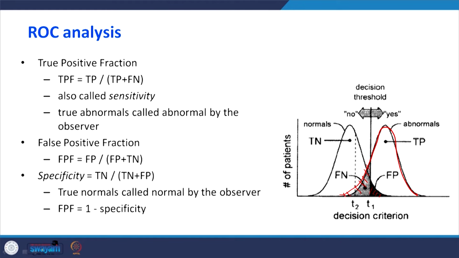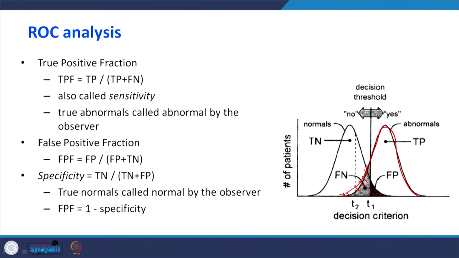So what is the true positive fraction? The true positive fraction is true positive divided by true positive plus false negative, also called the sensitivity. True abnormals are called abnormal by the observer. This is the right way, because if they are abnormal we are going to say that yes, they are abnormal.